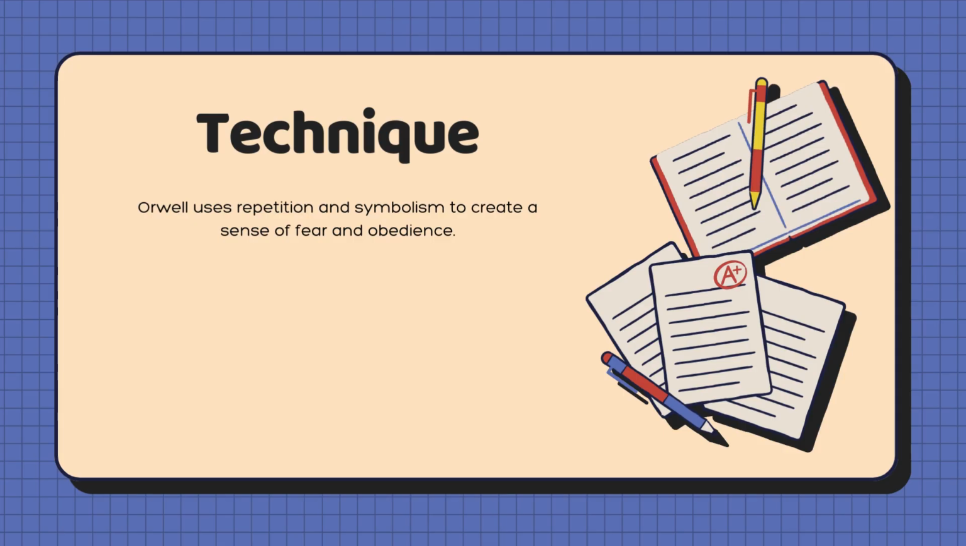My sentence for technique is: Orwell uses repetition and symbolism to create a sense of fear and obedience. If we're reflecting on this example, you can see that I have spoken about how repetition builds pressure. I'm talking about the slogan, the symbolism of Big Brother representing government, which I'll discuss in my analysis. I'm starting to show how meaning is created, not just what is happening.